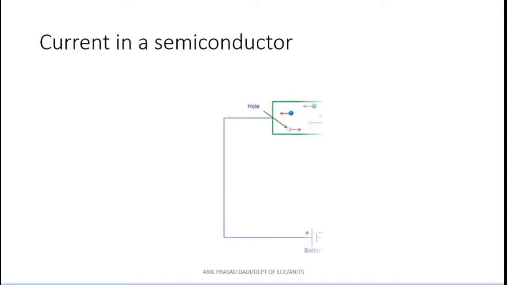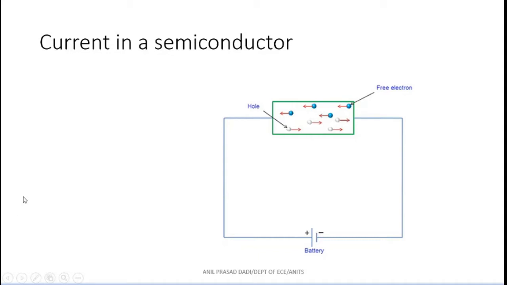Let us consider a semiconductor in which you could see two types of charge particles, one is hole, another is electron. Here it is shown with the blue ball as a free electron and the white ball as your hole. And I am applying an electric field. Electric field is in which direction? Left to right. Very good.